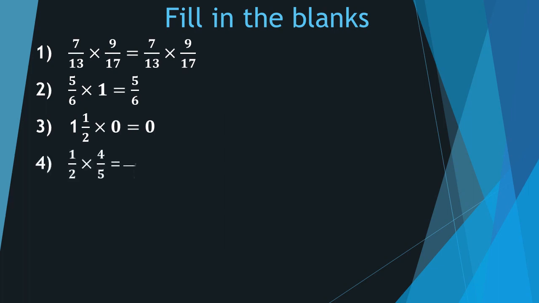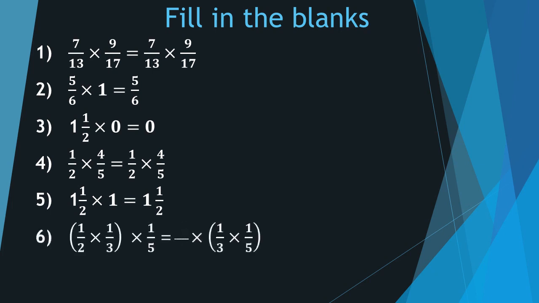Question number 4. 1 upon 2 multiply 4 upon 5 is equal to dash multiply 4 upon 5. Can you guess which property we have to use here? Yes, property number 1. And the answer is 1 upon 2. Question number 5. 1 upon 2 multiplied by dash is equal to 1 upon 2. We know that any fraction number is multiplied by 1, the product is fraction number itself. So the answer is 1.